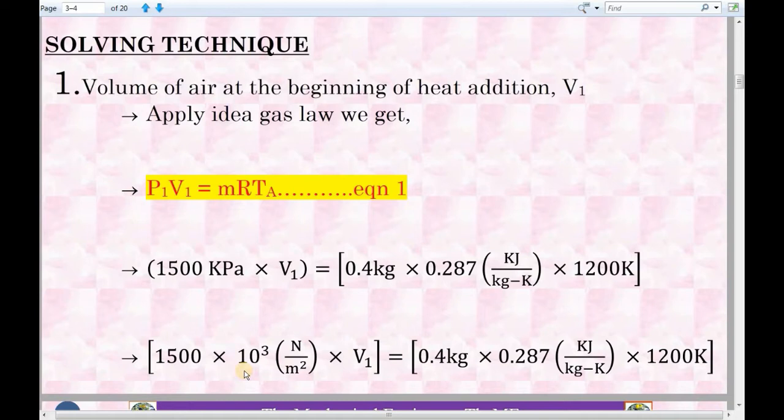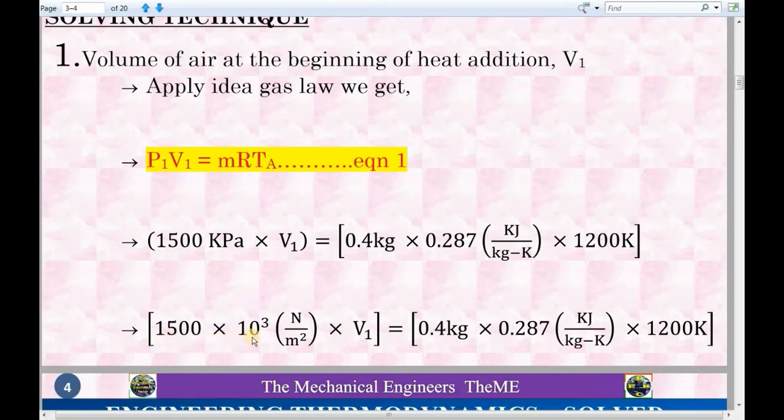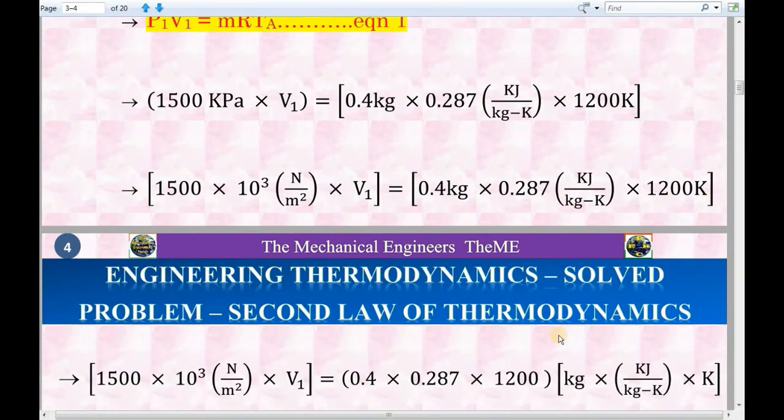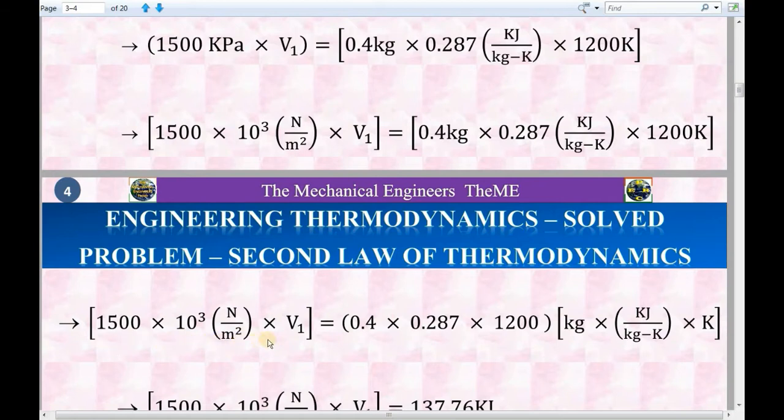So the next step will be 1500 into 10 power 3 Newton per meter square into V1 is equal to 0.4 kg into 0.287 kilojoule per kg Kelvin into 1200 Kelvin. In this RHS, split the numerical terms and SI units. We get 1500 into 10 power 3 Newton per meter square into V1 is equal to 0.4 into 0.287 into 1200 into kg into kilojoule per kg Kelvin into Kelvin.